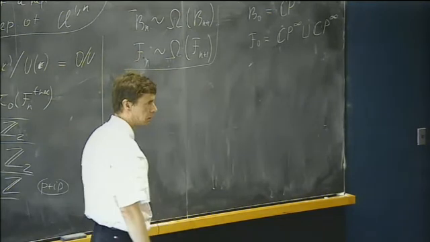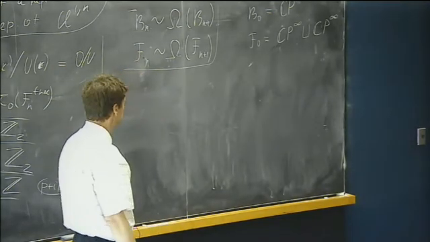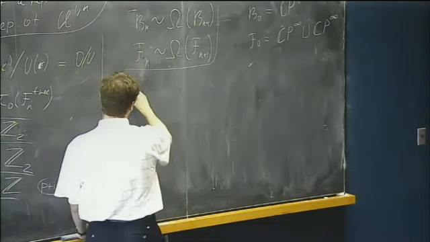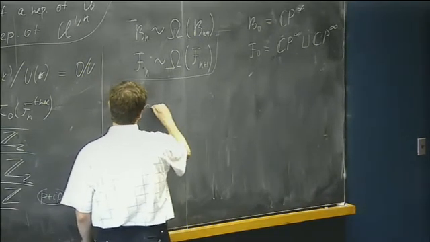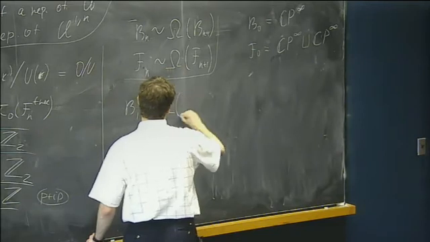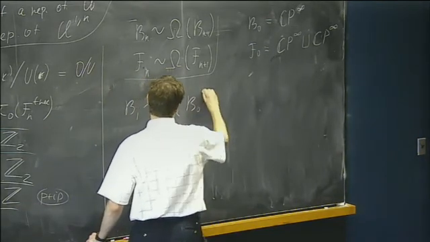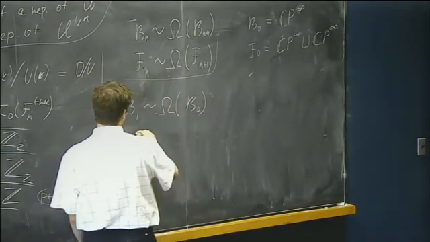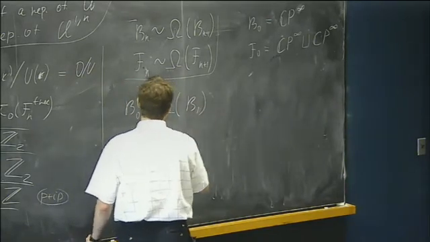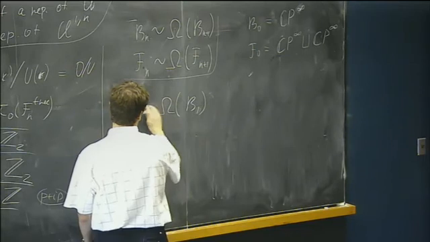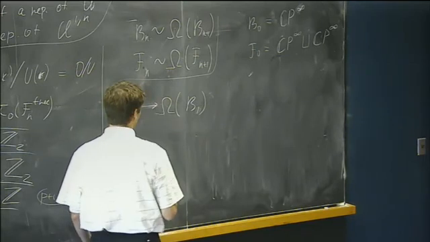Are you going to explain why these two equations hold? Yes. Let's focus on this equation: B1 is equivalent to omega of B0. And let's further focus on a map from B0 to B1.